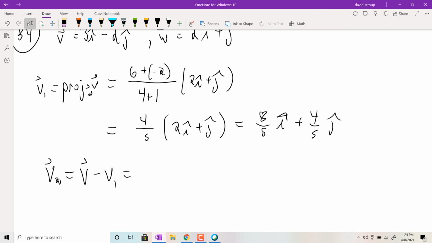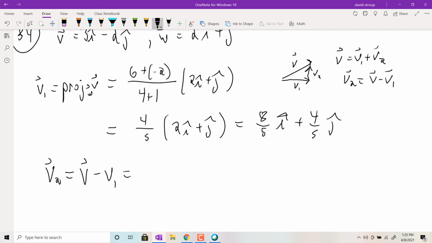Because ultimately, if you have a vector V, you can add V1 and V2 together to get that vector. So V1 would be this, V2 is this, and when you add vectors, you put them tail to tail, and you get vector V. So V would be V1 plus V2. In other words, V2 is equal to V minus V1.